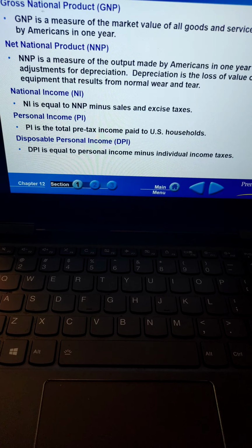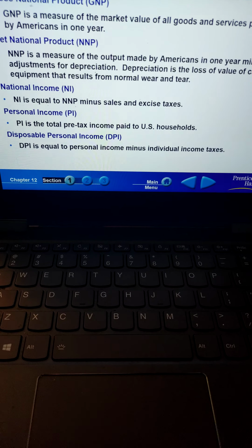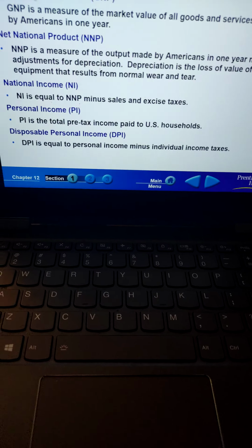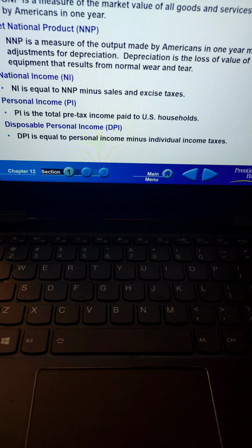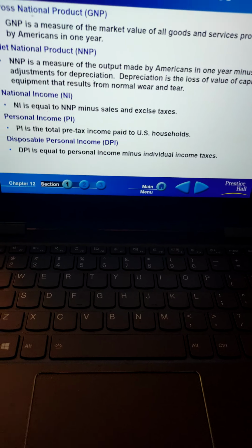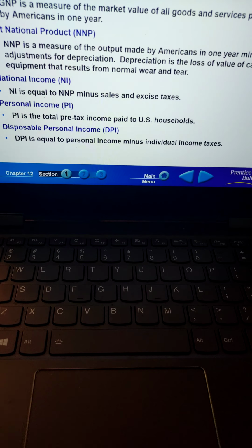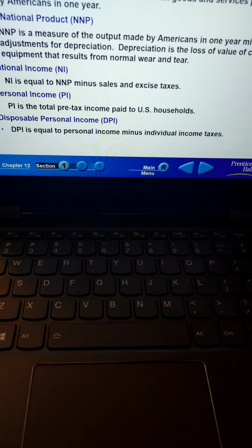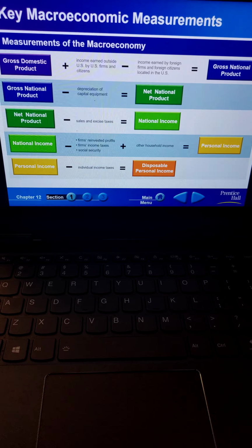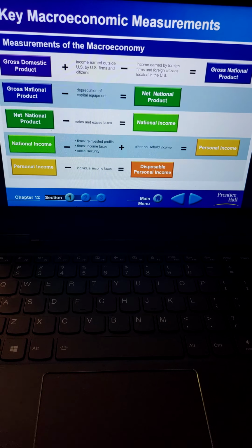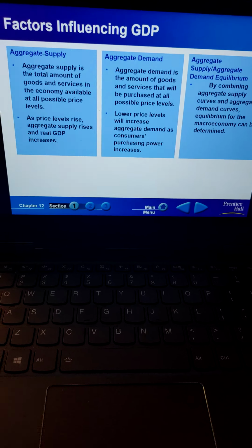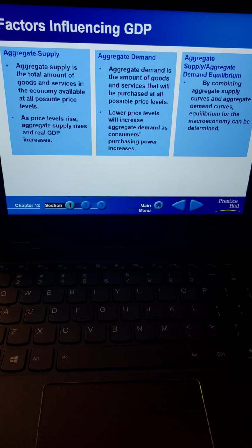Personal income, or PI, which is the pre-tax income paid to U.S. households. And lastly, our disposable personal income, money that is readily available to be used. Someone with higher purchasing power, for example, would have higher disposable personal income, and this is your personal income minus individual income taxes. So this is just a visual of everything that was mentioned, and then we'll get into the factors that influence GDP next time.